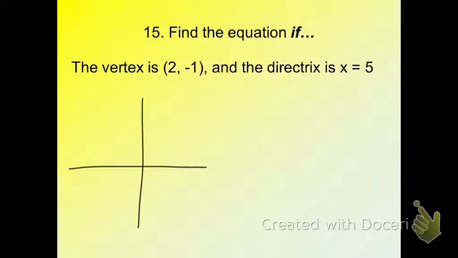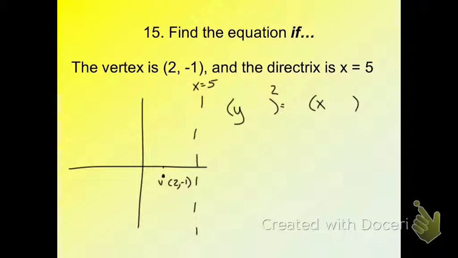So again, I'm going to sketch this. I've got a vertex at 2, -1. I've got my directrix at x equals 5. So with how those two things are in relation to each other, which direction is this going to open? To the left. So what needs to be squared, x or y? The y does. What needs to go with my x? What is the p-value on this one?